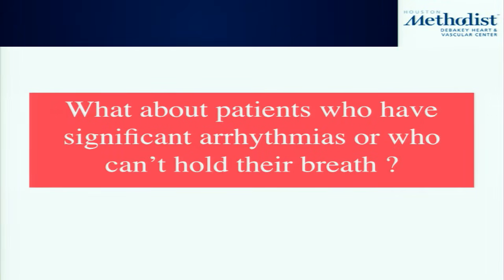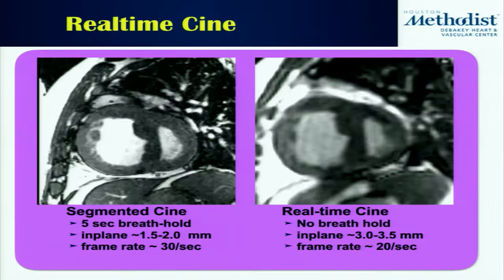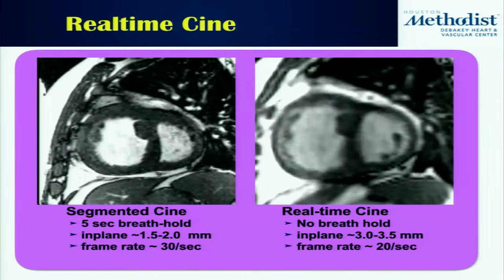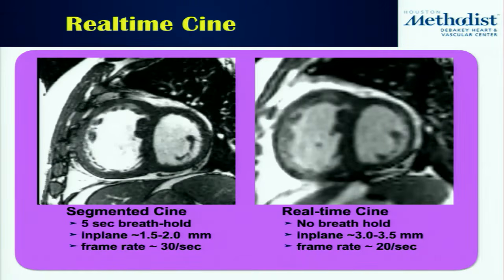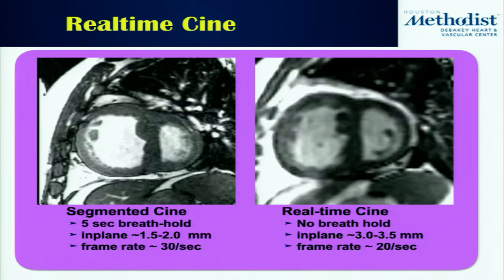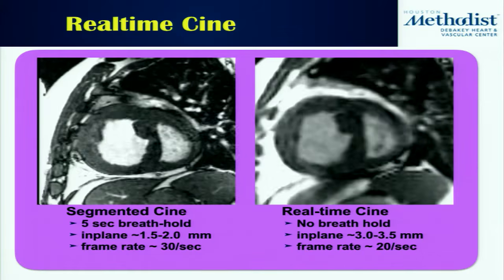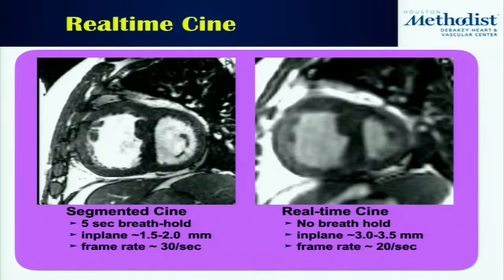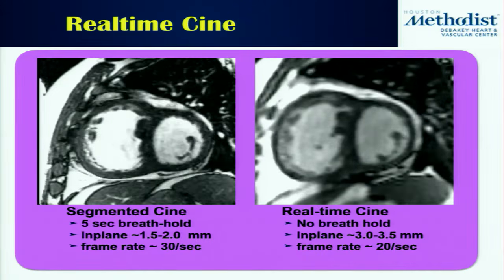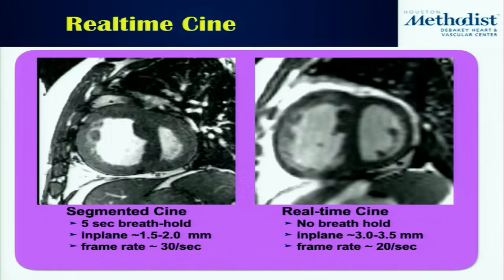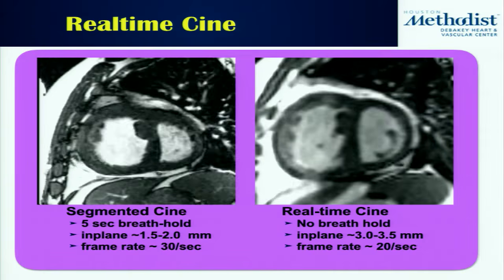Next we get to this issue of what about people who have significant arrhythmias like AFib, where basically all the beats are irregular, or people who can't hold their breath. There's a last resort strategy we can go to, which is called real-time imaging. Most MRI images are acquired over several cardiac cycles and put together, so it takes about a 5-second breath hold to give you a high-resolution image like you have on the left-hand side. But we can do a real-time strategy which produces an image like you get on the right-hand side.